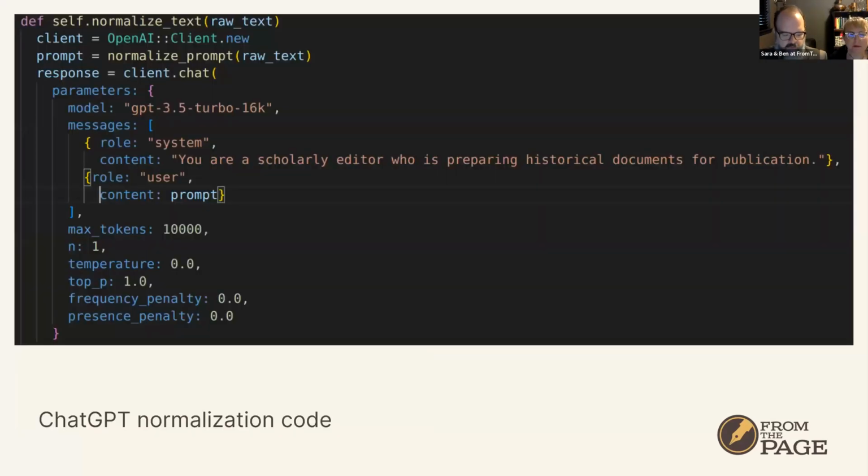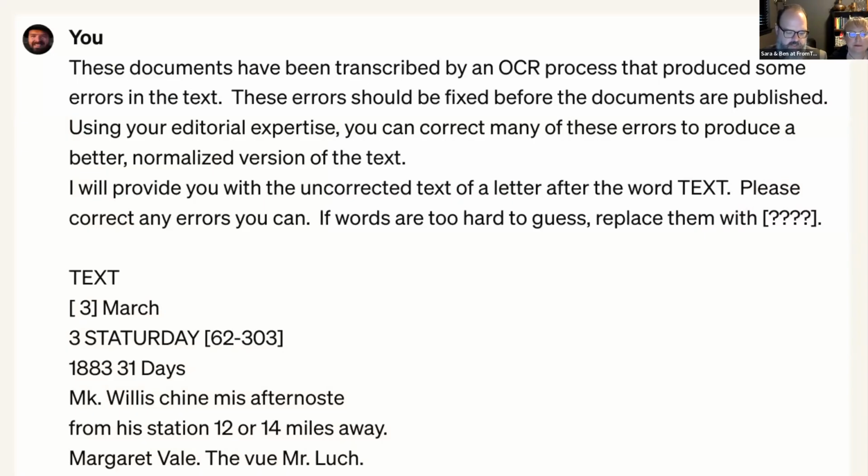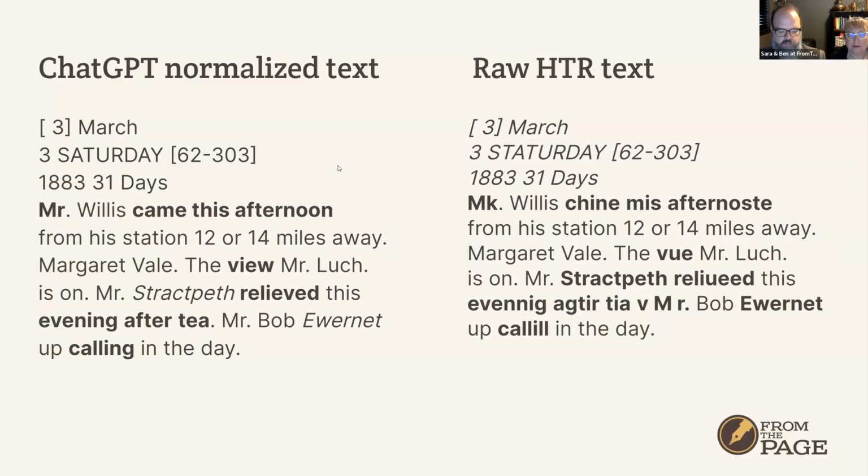So the first step in that process is to ask ChatGPT to normalize the text. We tell it to be a scholarly editor preparing historic documents for publication. Then we feed ChatGPT the raw HTR text with this prompt, in which we ask the large language model to correct any errors produced by the automated process. So that does a very nice job of producing a readable version of the HTR text, right? So most of it makes sense, and ChatGPT knows not to correct personal names, so that's pretty cool.